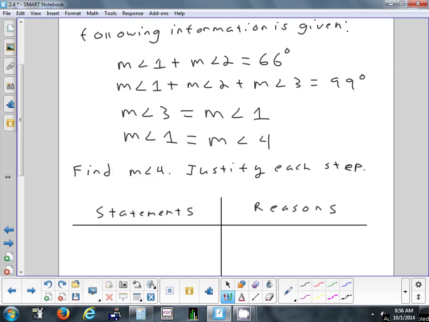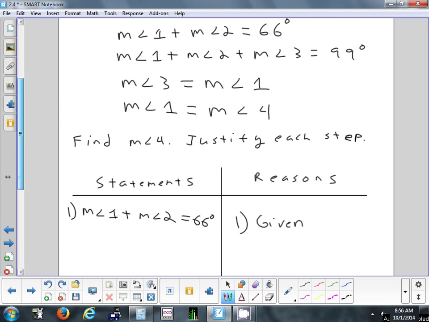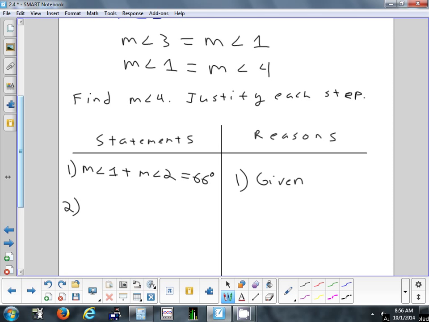Okay, so let's write down the first thing that was given. Measure of angle 1 plus measure of angle 2 equals 66. What's the reason why I can say that? It's given. Good. Okay, let's say the next thing that was given. Or sometimes people will combine 2 givens into one statement. They'll say this, and they'll say the next statement. And it'll just be one big statement, and it's all given. To start, I'll break it apart into 2 for you.